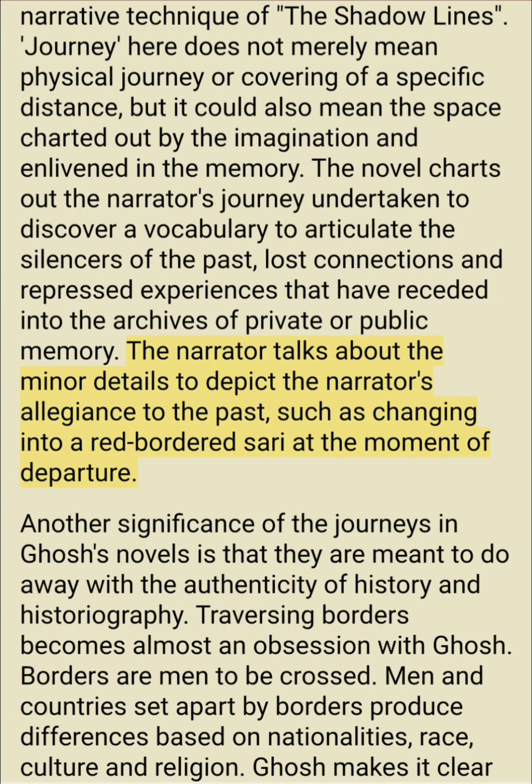The narrator talks about minor details to depict allegiance to the past, such as changing into a red-bordered sari at the moment of departure. Another significance of the journeys in Ghosh's novels is that they are meant to do away with the authenticity of history and historiography.